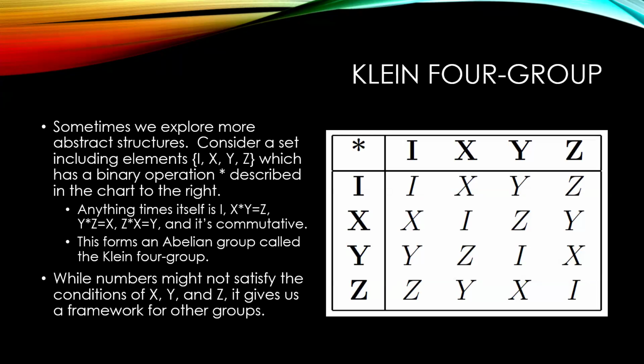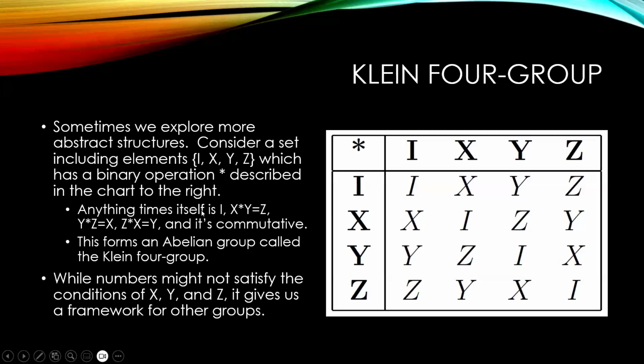The Klein 4 group is a little bit more exotic, and we're going to see some more exotic groups soon. Sometimes we explore more abstract structures, and here is a structure with, you can see our asterisks representing our binary operation, and this is a table of values. And so I star I is I, X star X is I, Y star Y is I, Z star Z is I, where I is our identity element. When we take X times Y, we get Z. When we take Y times Z, we get X. When we take Z times X, we get Y.